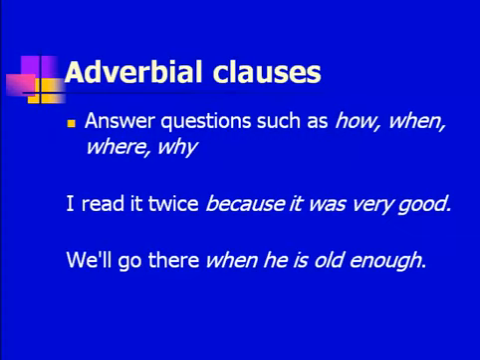The last type of subordinate clauses are adverbial clauses, and they are real adjuncts. They give answers to questions such as how, when, where, and why. And there's things like I read it twice because it was very good. We'll go there when he is old enough. So they're like adjuncts, which are phrases, but here they're just whole clauses.